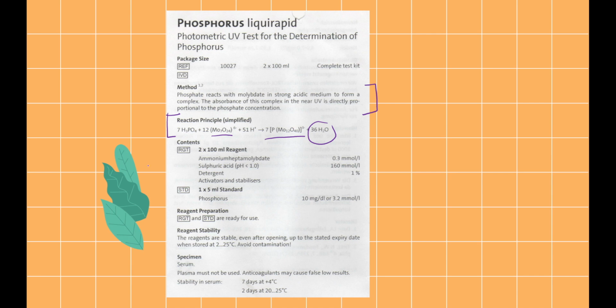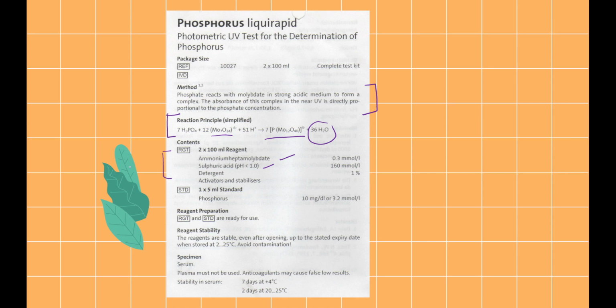And then, looking at the reagents, here in your reagents, there is the ammonium phosphomolybdate. Then you have your sulfuric acid. Sulfuric acid has two purposes here. It could act as a preservative, and it can also be your precipitating agent.